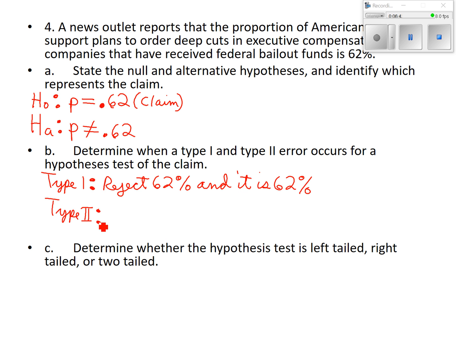Type 2 error is when we fail to reject, so we don't reject the 62%, and it is not 62%. Sorry, I'm writing in cursive, I forgot. Need to not write in cursive.